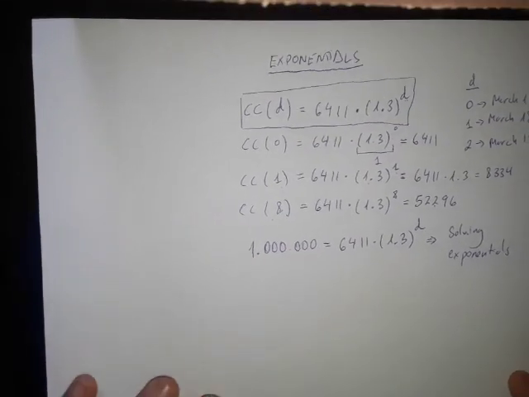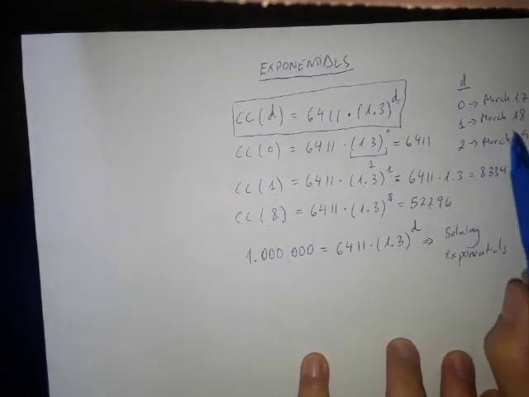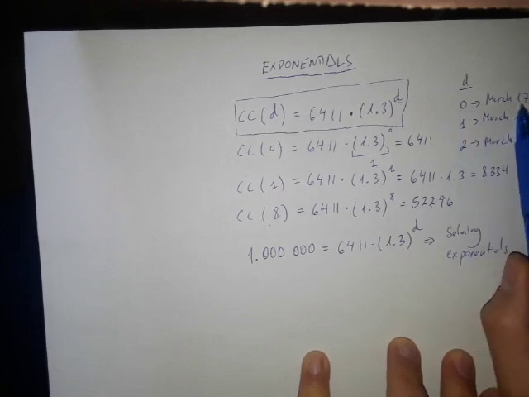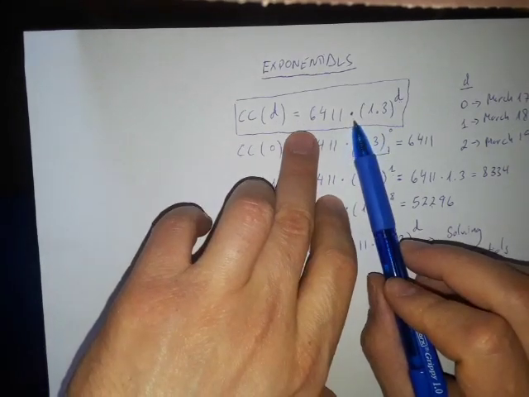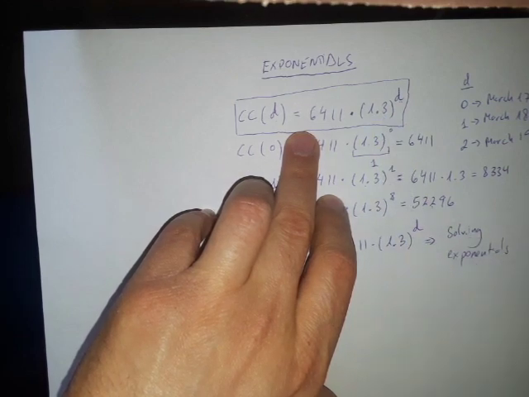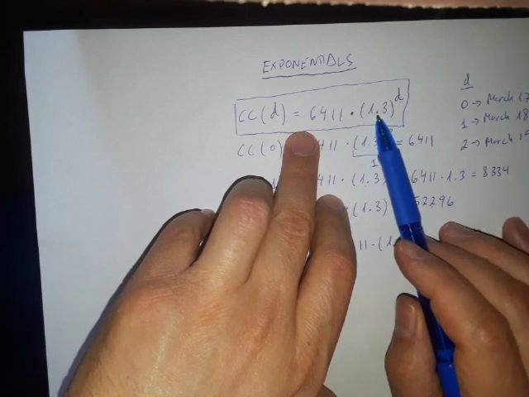So a few days ago, we were talking about exponentials, and we were talking about the coronavirus outbreak. As we can see, we started on the 17th of March. We set zero as March 17th because that was the last day we had data on. So we modeled the function using this 1.3 that we gathered from the previous days. More or less, that was the multiplier that we were observing, right?